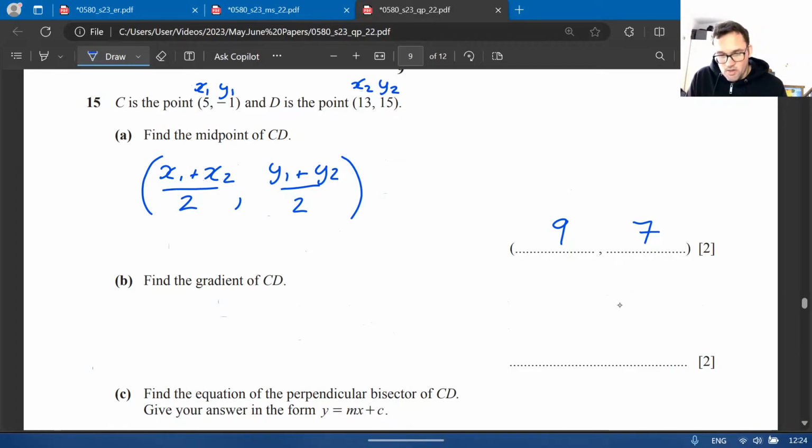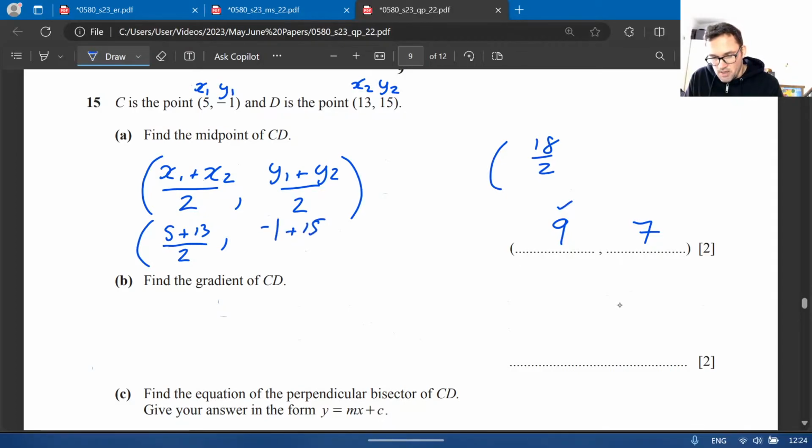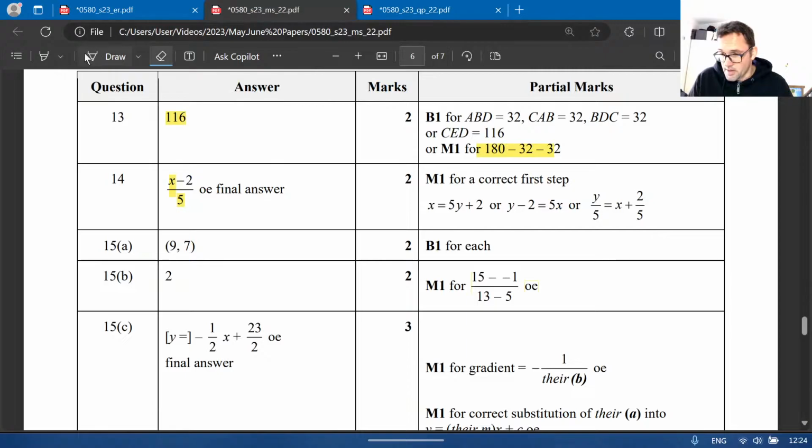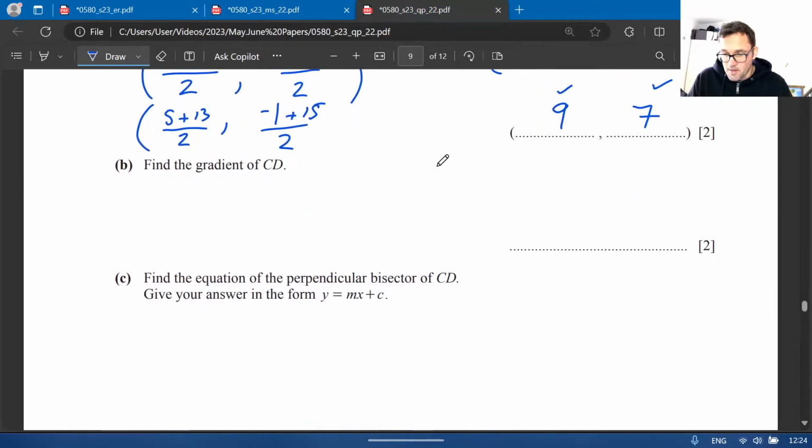So let's add together the two x values. 5 plus 13, of course, is 18. 18 divided by 2 is 9. The y values, we've got negative 1 plus 15, or 15 minus 1, same thing, is 14. 14 divided by 2 is 7. Quick and easy way to do that. There we go, 9 and 7. 1 mark for each, so you don't even need the working out here.